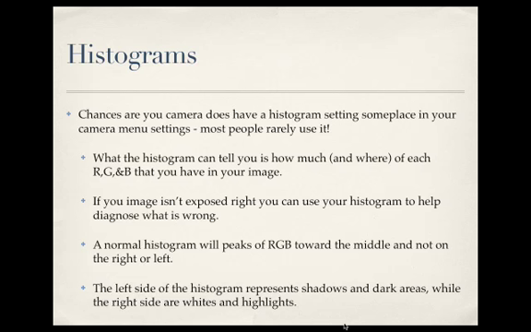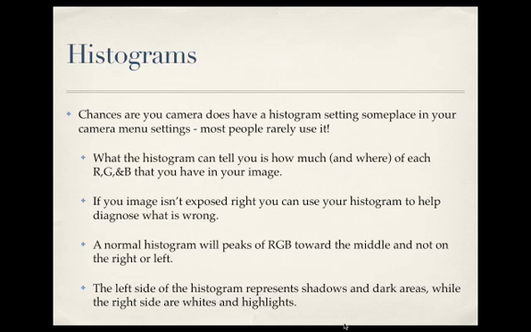A normal histogram will show different peaks of R, G, or B towards the middle. Not exactly in the middle, but off to the sides a little bit of the middle. But you do not want it on the far left or the far right. The far left of the histogram represents the shadows and dark areas, while the right side is the whites and the light areas, or the highlights.